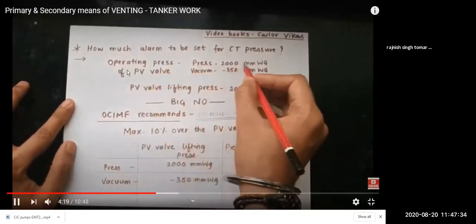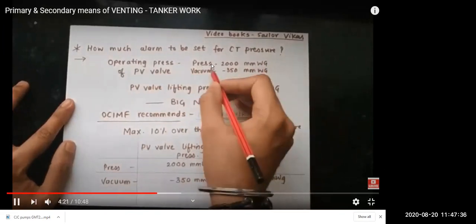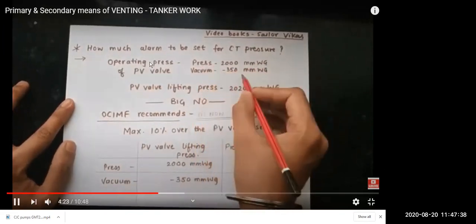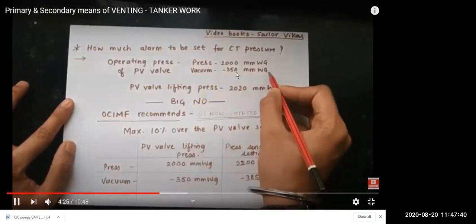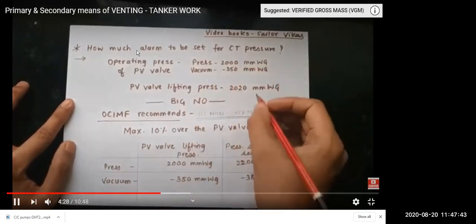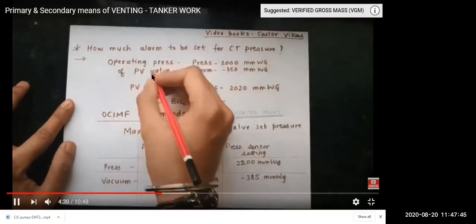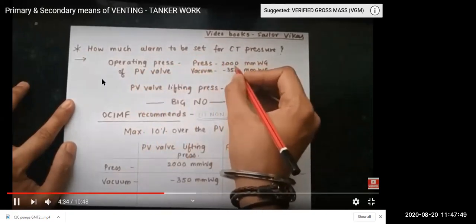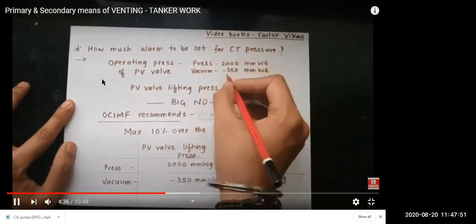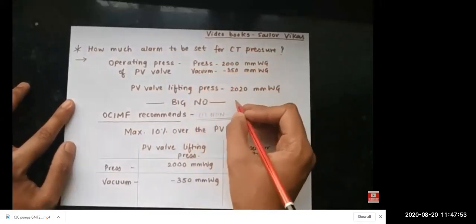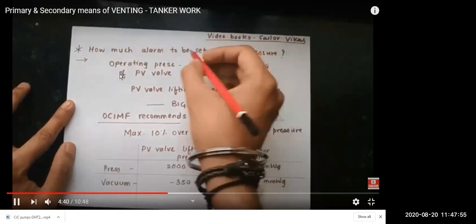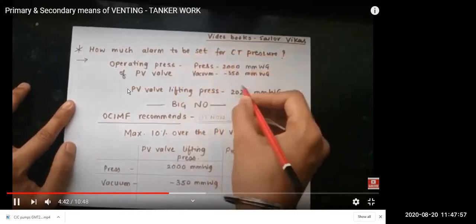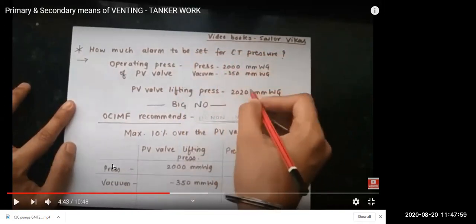Cargo tank pressure: generally the maximum pressure the cargo tank is designed for is 2000 mm of water gauge, and the vacuum side is designed for -350. That is your PV valve operating pressure. PV valve, sir? 1400 millimeter water gauge. PV valve or PV breaker you are telling? I'm telling PV valve, sir. That pressure will depend on the vacuum side, minus, and on the tank and ship design.